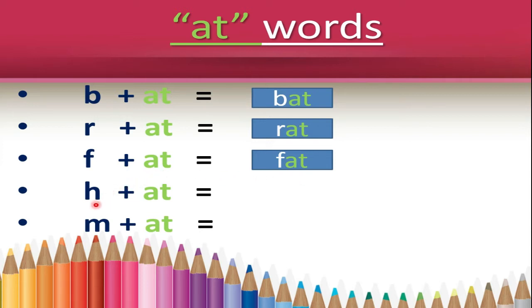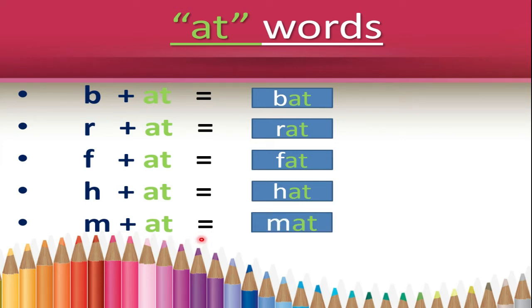When H is joined with A-T, it forms hat. H-A-T, hat. When M is joined with A-T, it forms mat. M-A-T, mat.